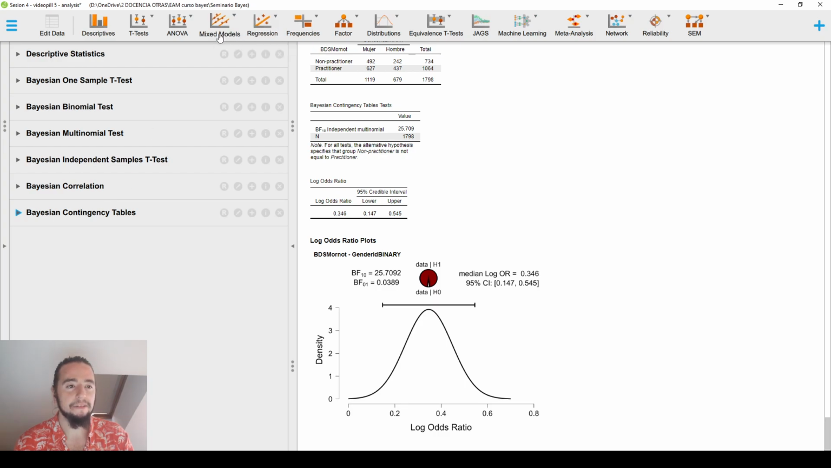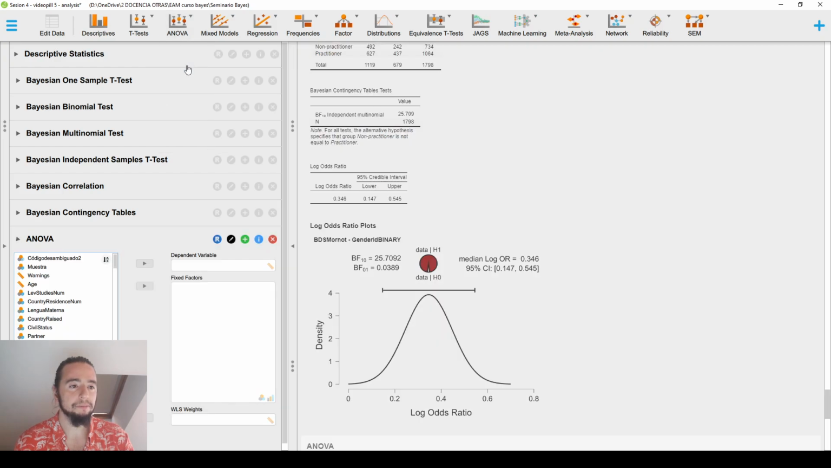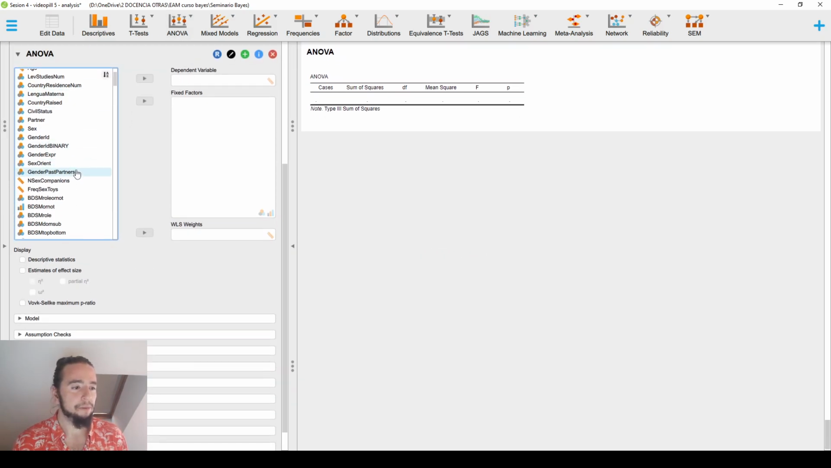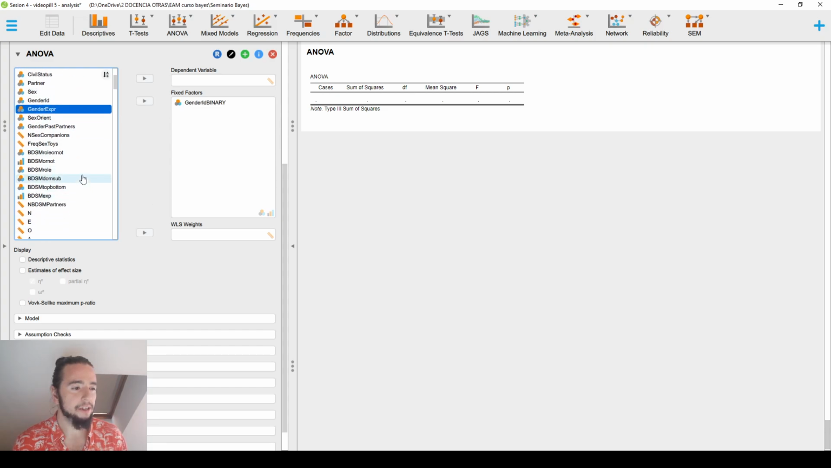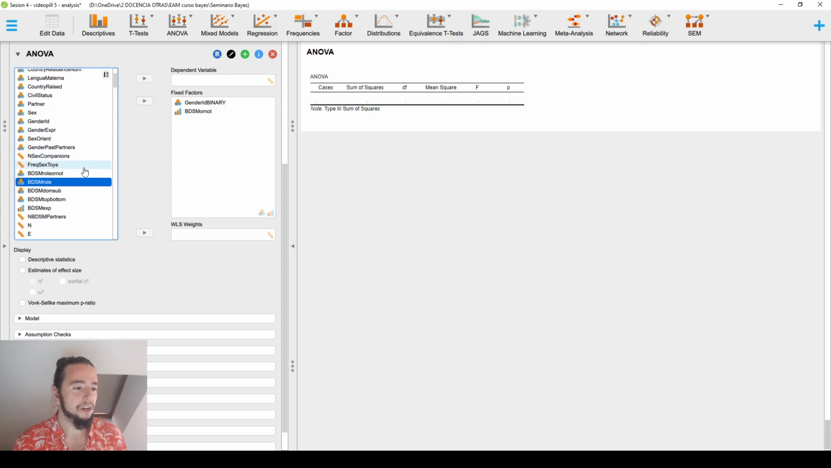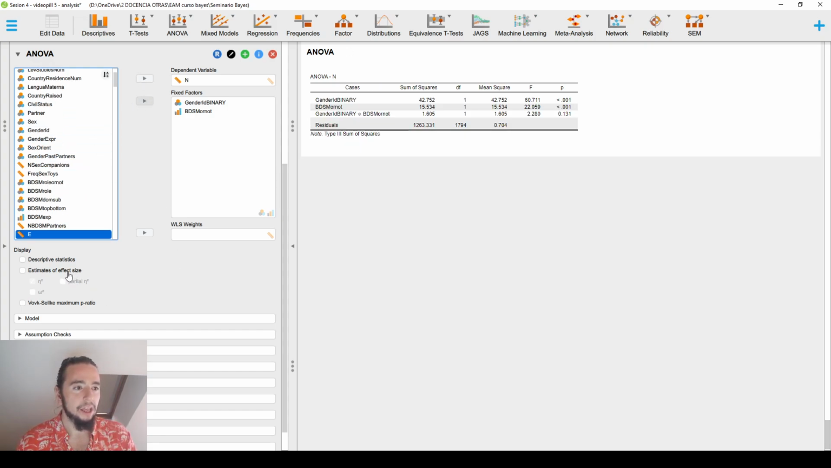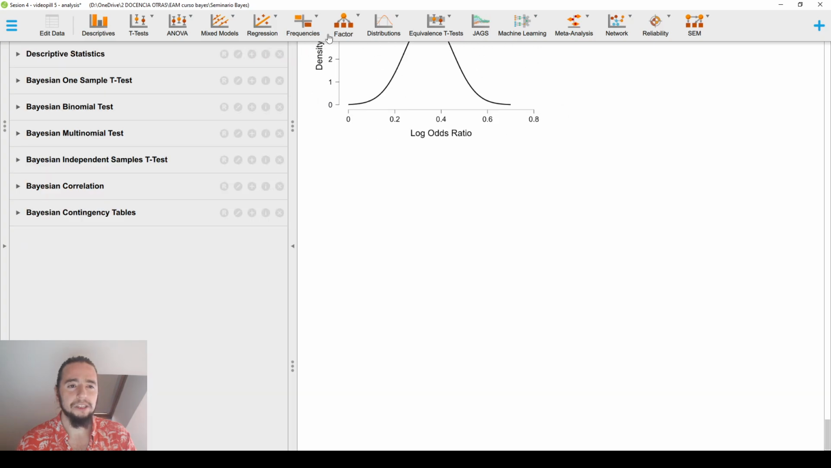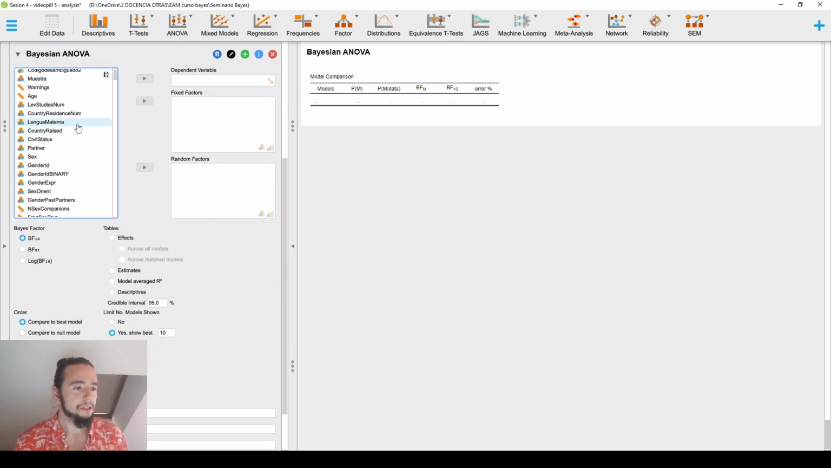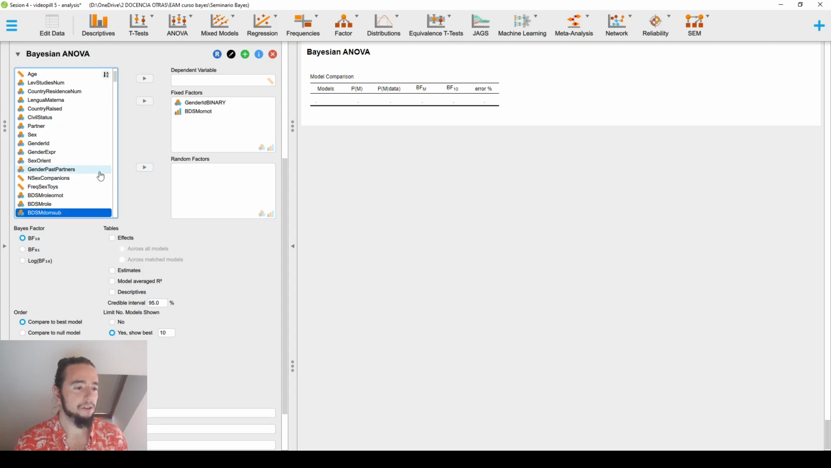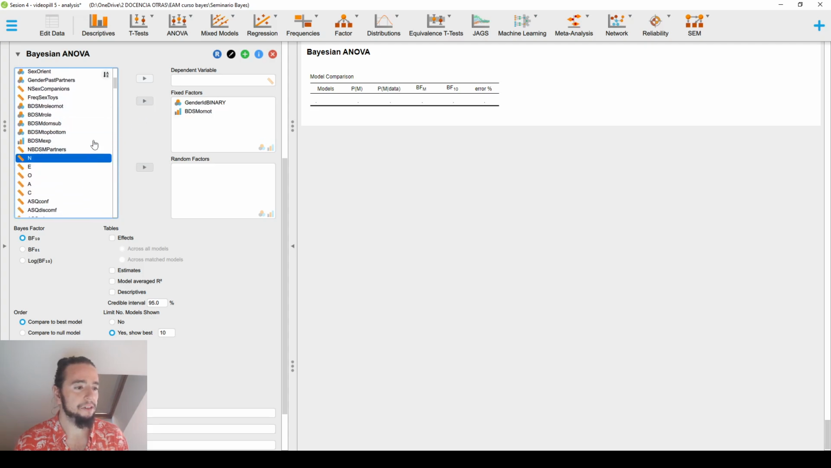Now we can have a Bayesian ANOVA, for example. Let's have a pretty simple example, like gender and being a practitioner or not, with their interaction, and see if there are differences in neuroticism. I know this is the frequentist ANOVA, Bayesian ANOVA. There you go. So gender binary and being practitioner or not. Now we have neuroticism here.